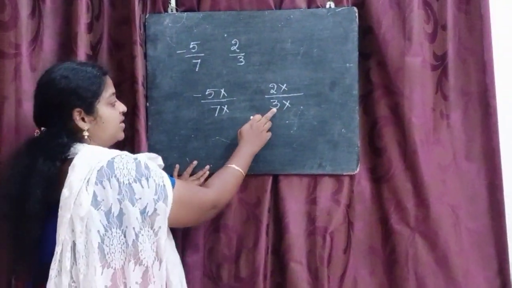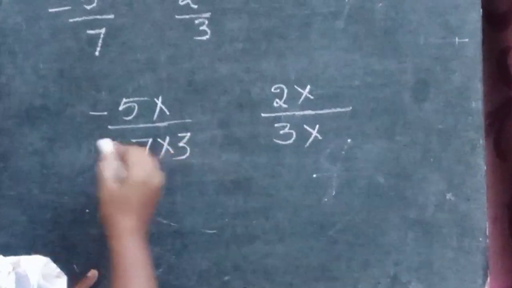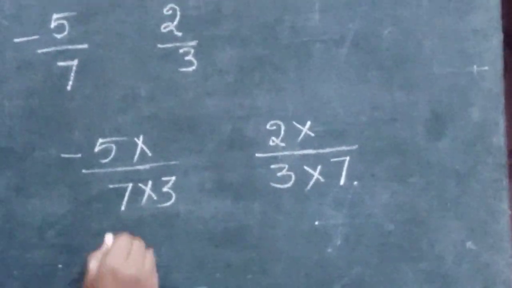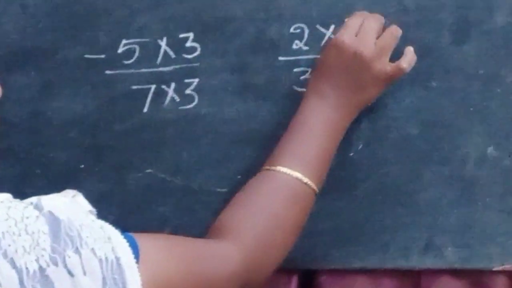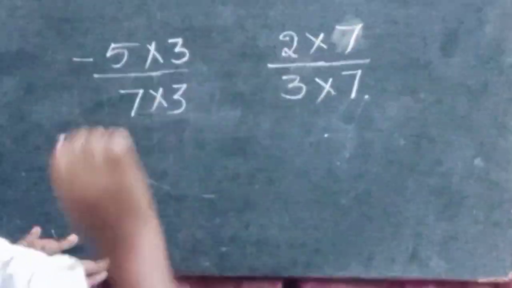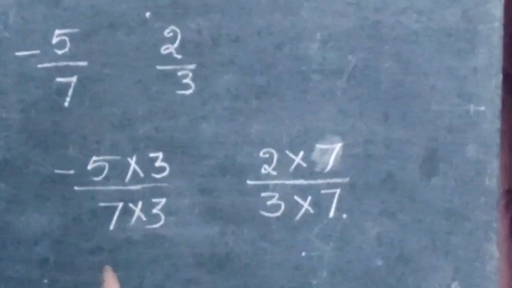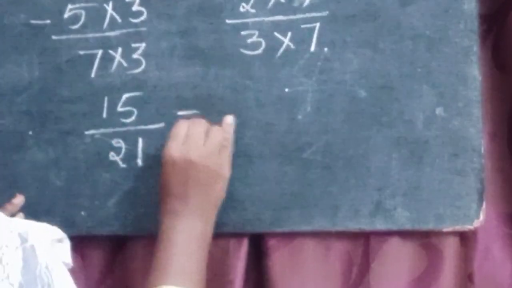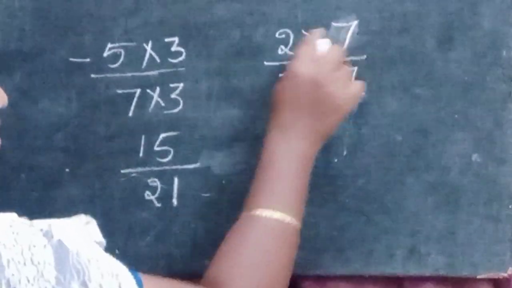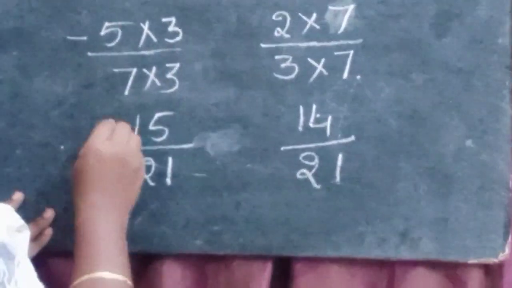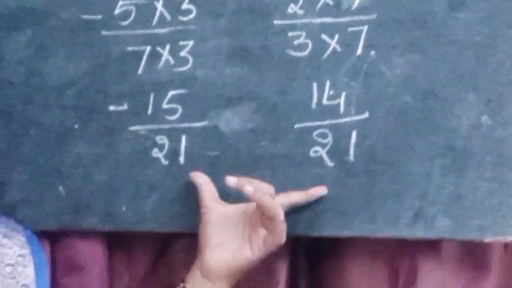Cross multiply. See here, you take 3 here. This 7 should go here. Then if you multiply like this, numerators also you should multiply. Sorry, here it is 7. Whatever number you take for the denominator, the same number should be for the numerator. Now 5 3s are 15, 7 3s are 21. Sorry, equal to you should not put. 7 2s are 14, 7 3s are 21. But here it is minus. You see that the denominators are equal.